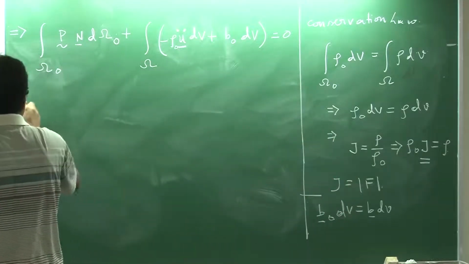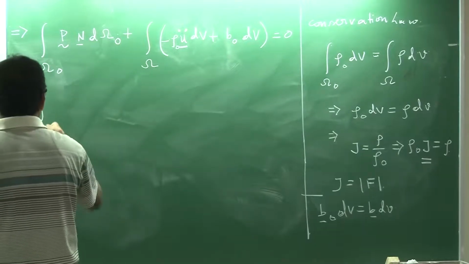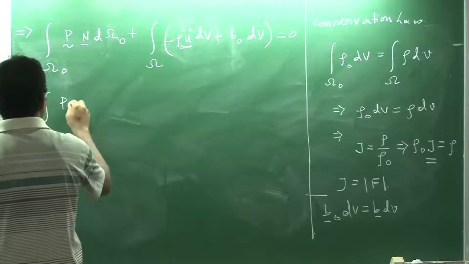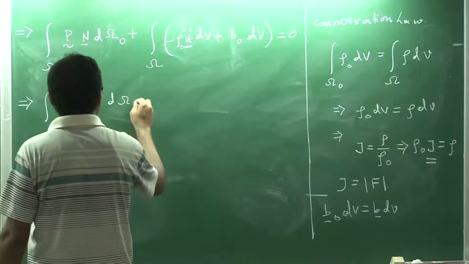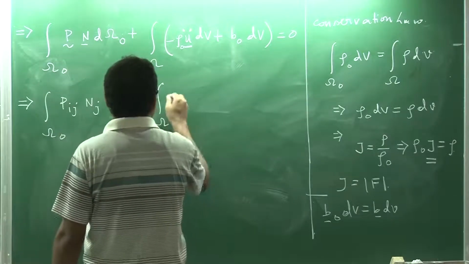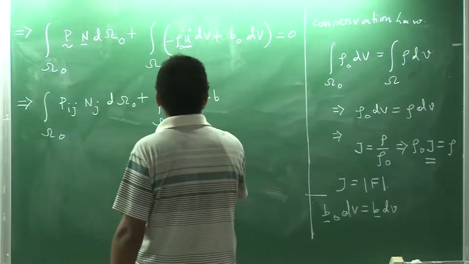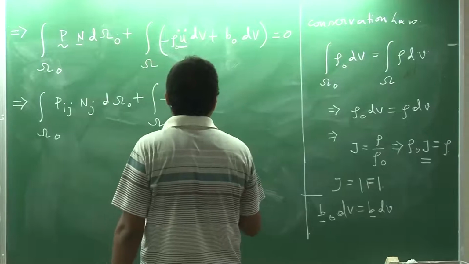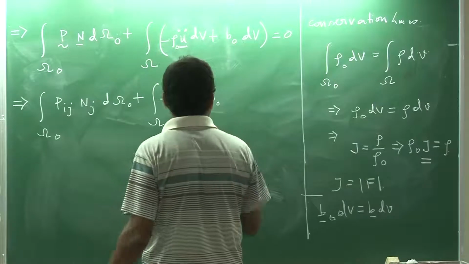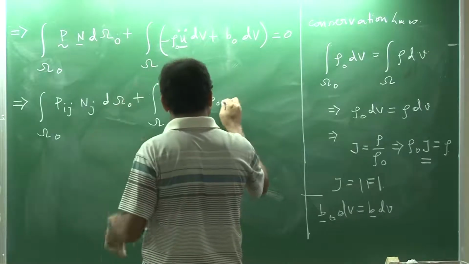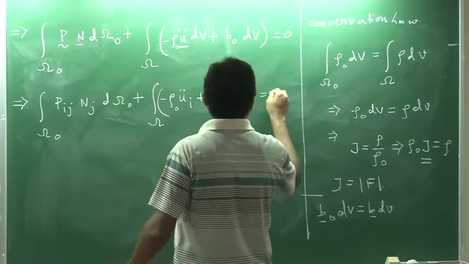So now I will write it in index form: the integral over del omega 0 of P_Ij n_j dA, plus the integral over omega 0 of minus rho 0 u double dot I, plus rho 0 b0 I, dV, is equal to 0.